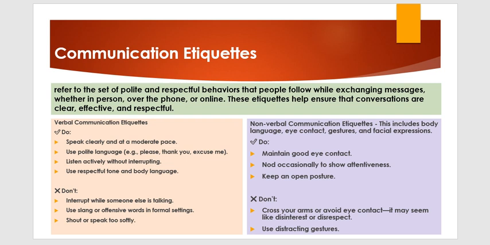Then comes communication etiquettes. There are certain communication etiquettes which need to be taken care of, and all these etiquettes refer to a set of polite and respectful behavior. Everywhere polite and respectful behavior is welcomed.